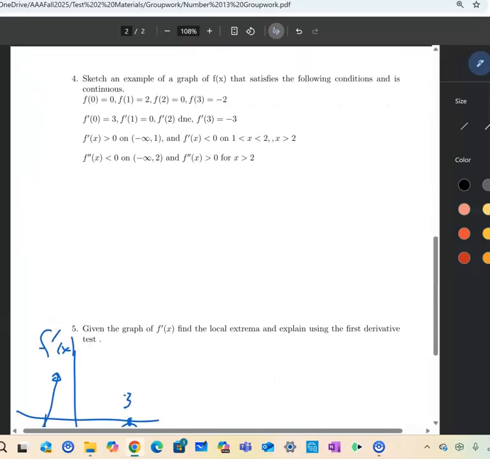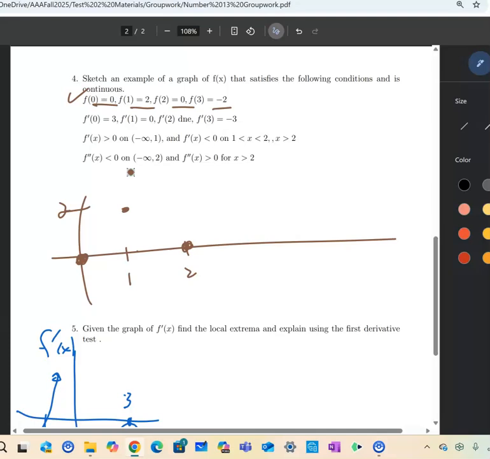All right, so these are kind of hard, so I want to keep practicing these. I'm going to suggest we start with those points: 0, 1, 2, and 3. It doesn't look like I have any negative numbers. So f of 0 is 0. Got that one. f of 1 is 2. Got that one. f of 2 is 0. And then f of 3 is negative 2. Got it. Okay, so got the points down.